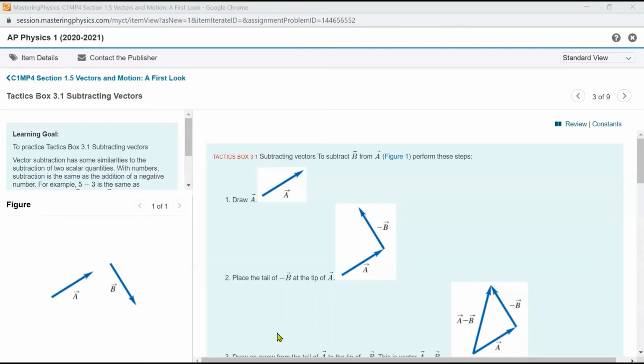Subtracting vectors is essentially adding two vectors together, except instead of A plus B, tip to tail, now you're going to add A plus negative B. So we're just going to flip the B vector around 180 degrees and then use that. That's what the instructions say.